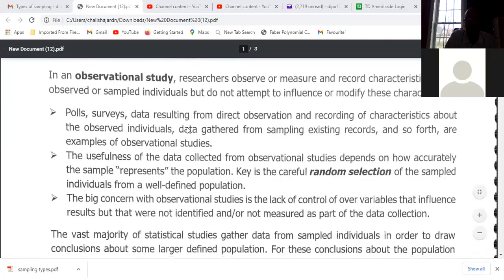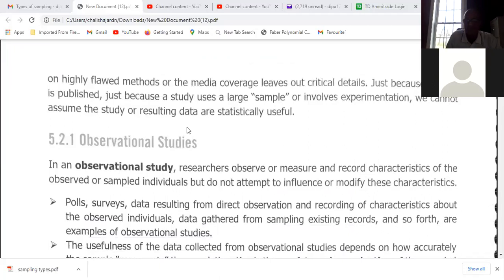So, observational study. In an observational study, researchers observe or measure and record characteristics of the observed or sample individuals, but do not attempt to influence or modify these characteristics. They can just measure it, but the samples are not influenced by the observer. They can just observe it, just like the media people. Media people can go to any event and try to collect the necessary information, but they are not allowed to involve themselves or interfere in any of the process going on over there. So that is called the observational study.